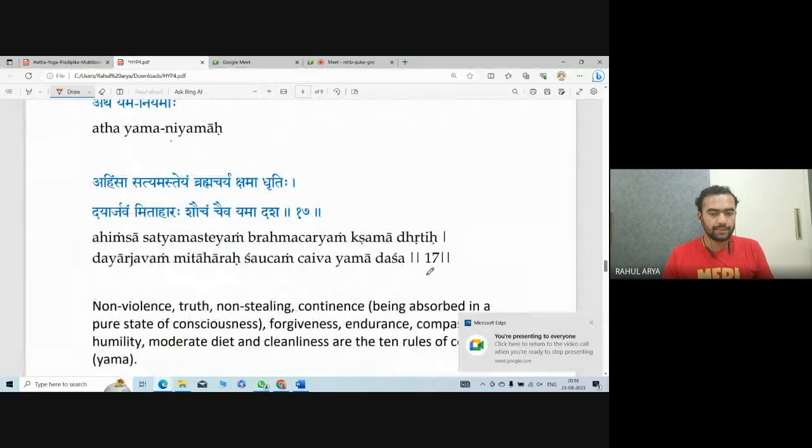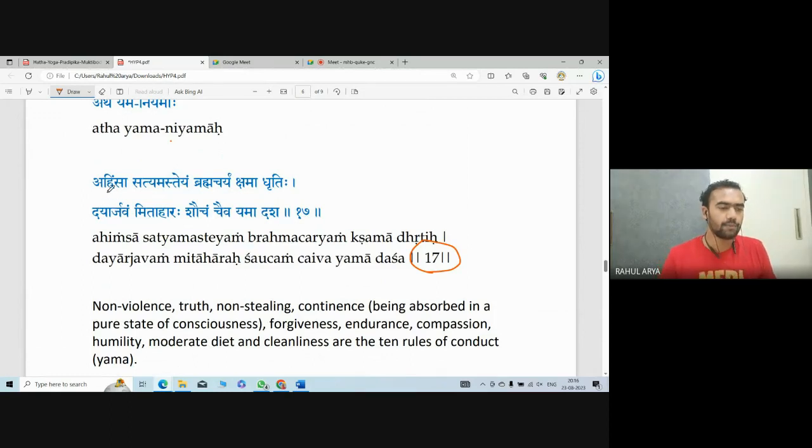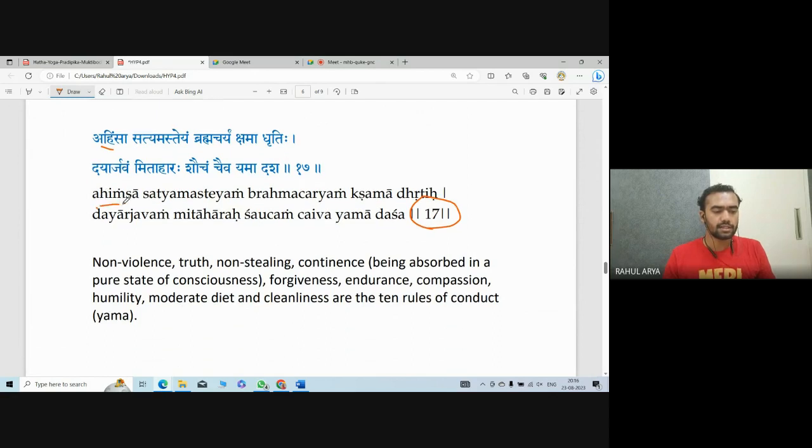10 types of yama yesterday we discussed. So just a little overview. Ahimsa, satya, asteya, brahmacharya, kshama, dhriti, daya, arjava, mitahara, shaucham. So these are the 10 kinds of yama.